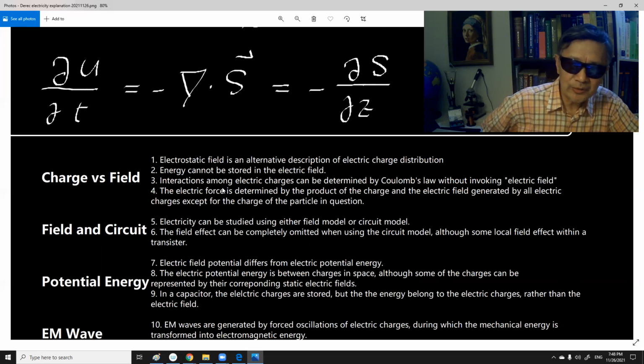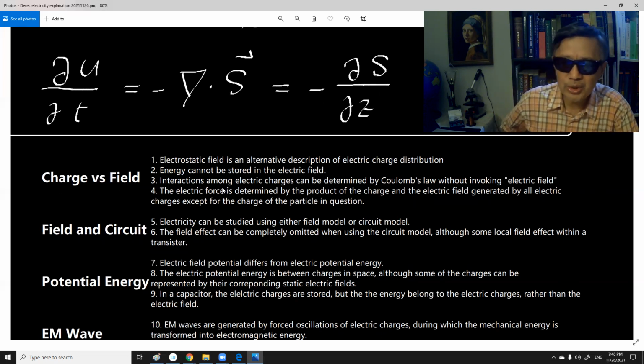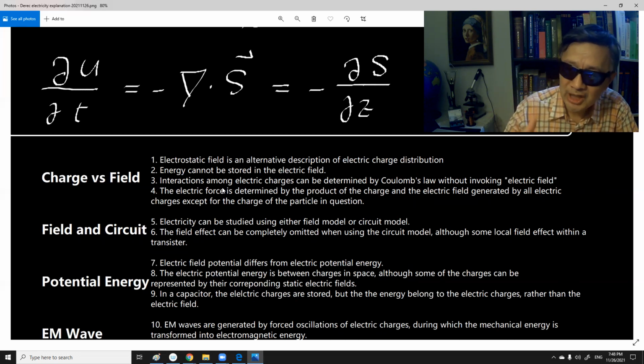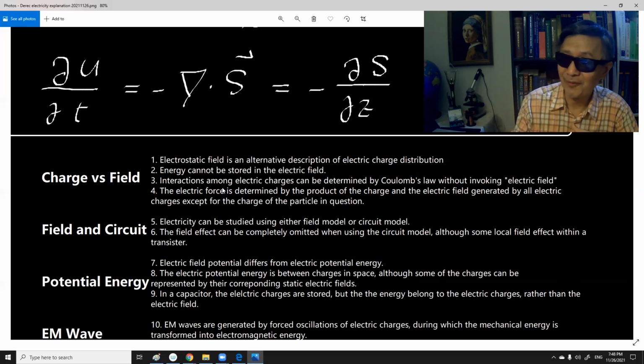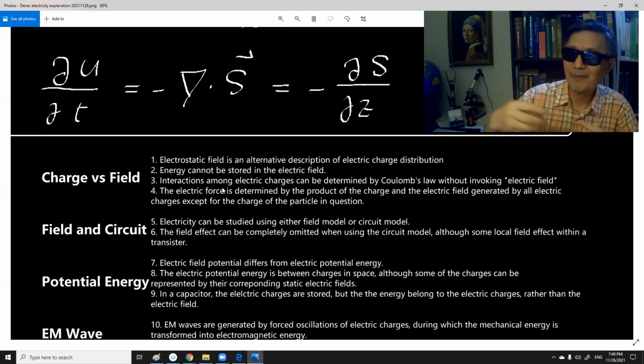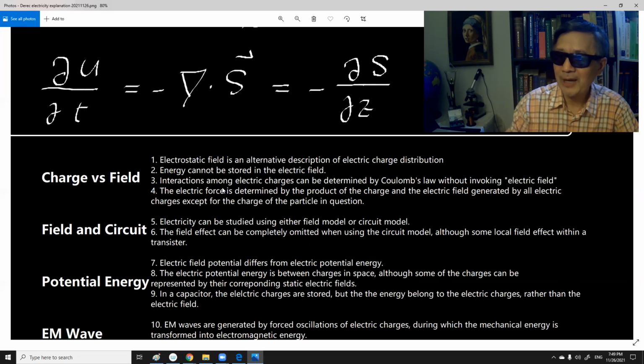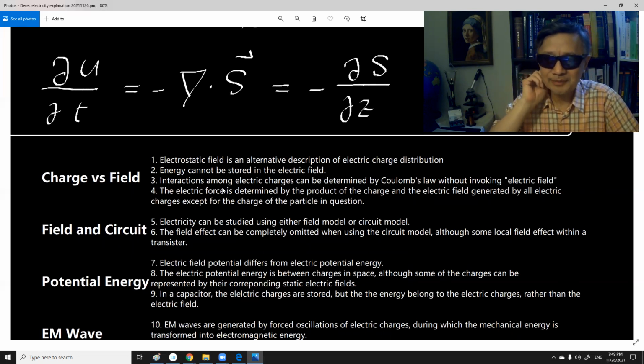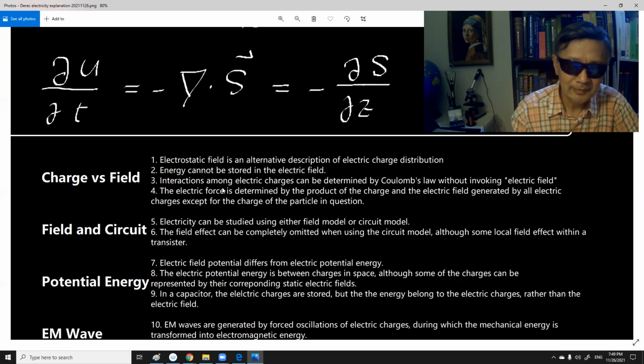Four, the electrical force is determined by the product of the charge and the electrical field generated by all electrical charges except for the charge of the particle in question. Don't forget that. So sometimes when we apply the Maxwell equations, even Lorentz's force formula, sometimes we talk about the field and sometimes we talk about the charge. But you have to distinguish that. Perhaps I don't want to go into detail. And the field and the circuit.